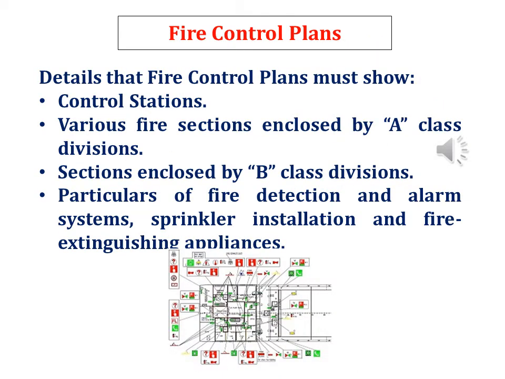Fire control plans. Details that fire control plans must show: control stations. Various fire sections enclosed by A-class divisions. Sections enclosed by B-class divisions. Particulars of fire detection and alarm systems, sprinkler installation and fire-extinguishing appliances.